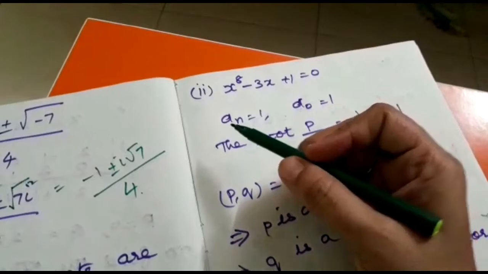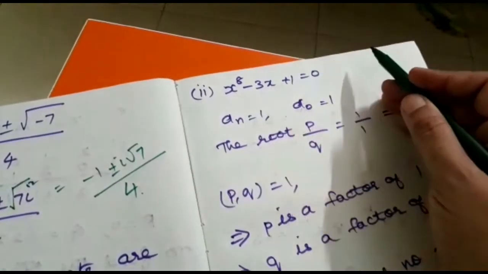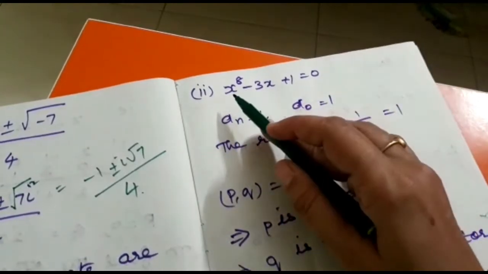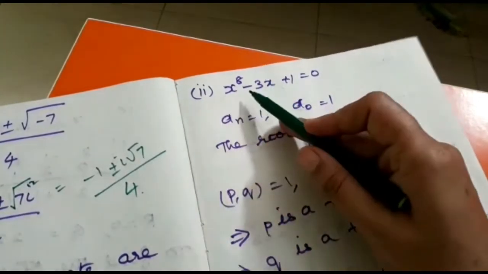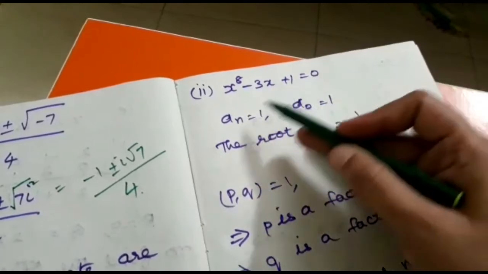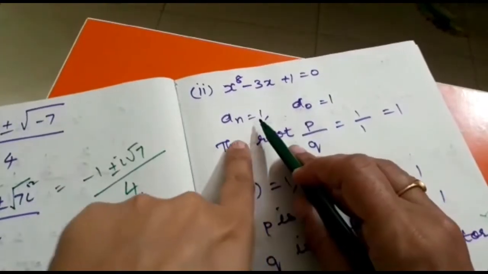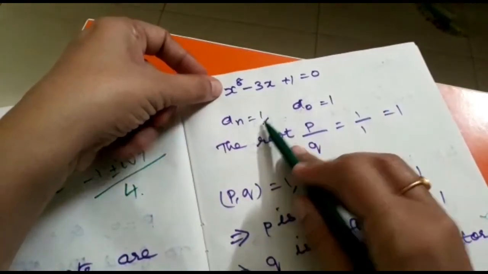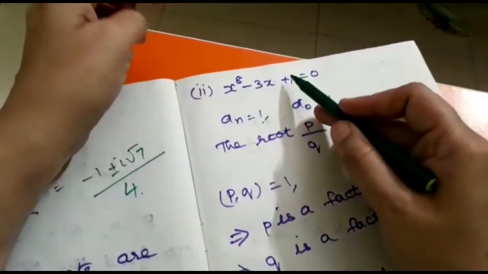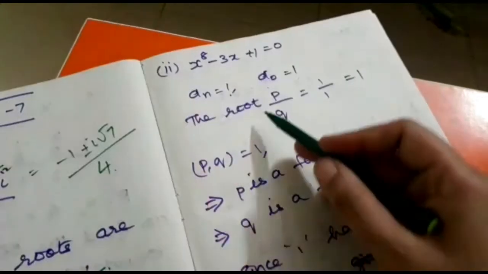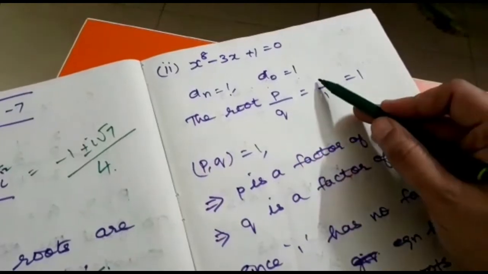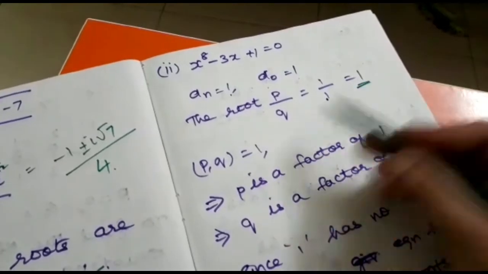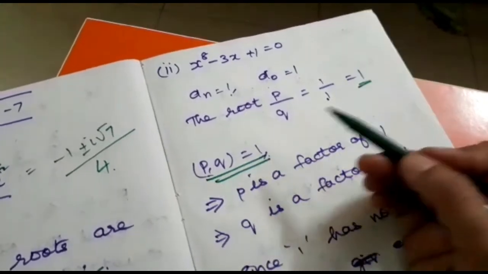Now the second problem is, I want to find the rational roots for the polynomial equation x power 8 minus 3x plus 1 is equal to 0. Here an is nothing but the coefficient of the first term, the highest degree, that is 1. a0 is nothing but the constant term, that is 1. The root p by q: p is 1 and q is 1. So p by q is equal to 1.